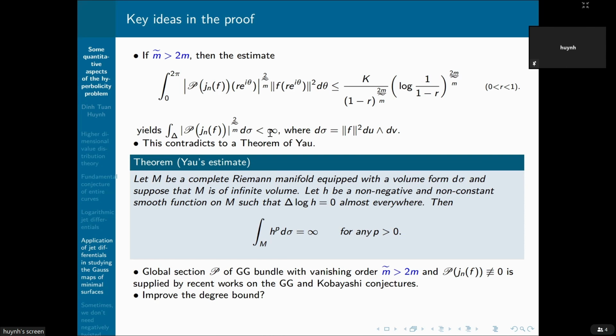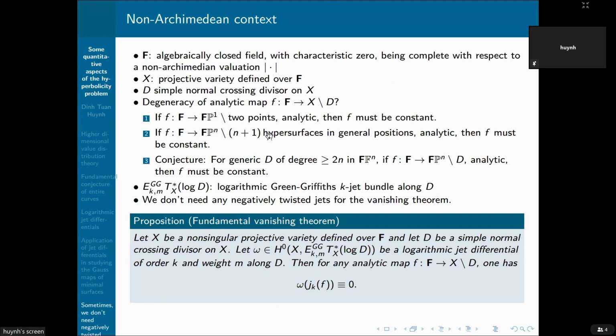Recently we have had a lot of improvement in the degree bound concerning the Green-Griffiths and Kobayashi conjectures. So certainly it should also provide a result on the degree bound concerning the Gauss map. So finally, let me, if you enter into your PhD work, then it turns out that we don't need anymore the vanishing order on an ample bundle.